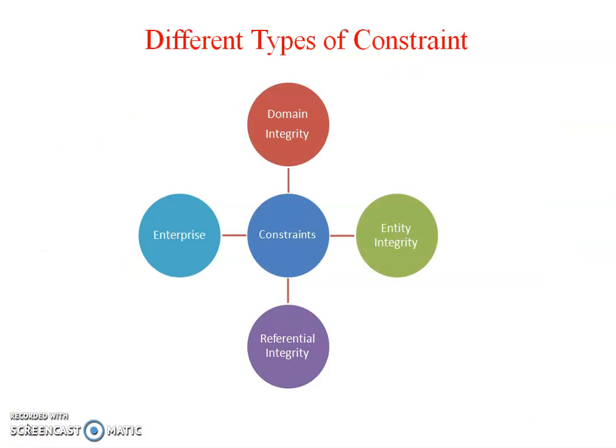Now there are different types of constraints. The first one is domain integrity constraint, the second one is entity integrity constraint, the third one is referential integrity constraint, and the fourth one is enterprise constraint. Now we will discuss them one by one. First is the domain integrity constraint.